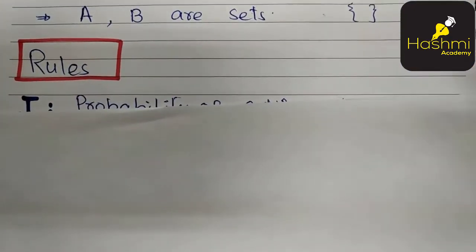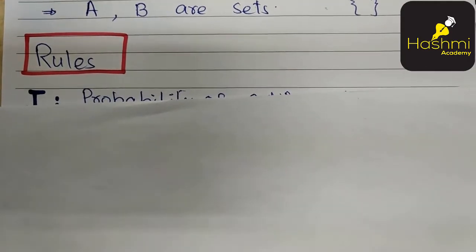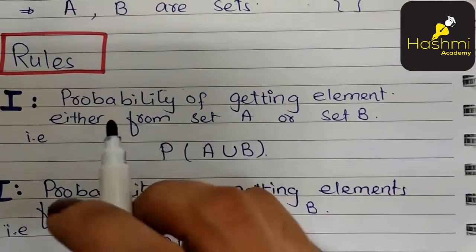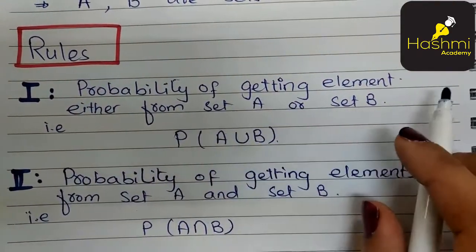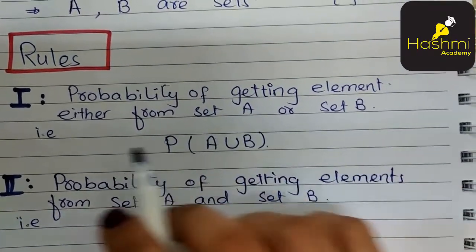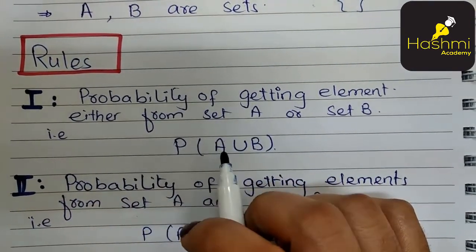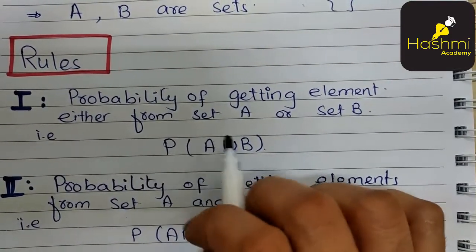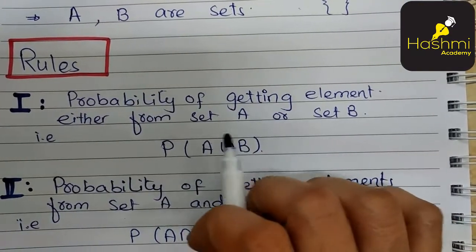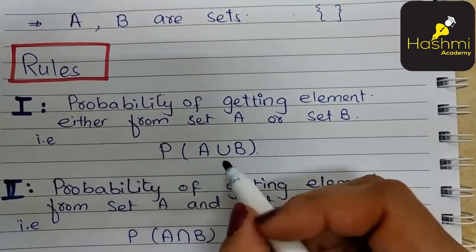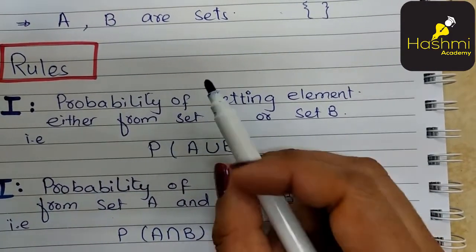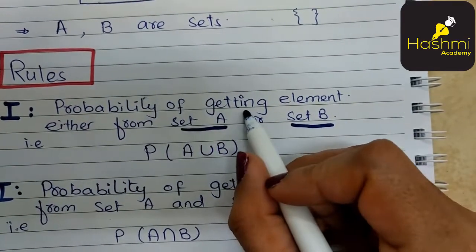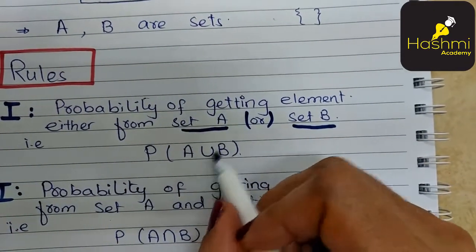Before discussing the probability, we have some rules for the Venn diagram. Rule 1: if the question says probability of getting elements either from set A or set B, you have to find the probability of A union B. You know about the union because you have read about the Venn diagram in a previous grade. Here the symbol represents union.